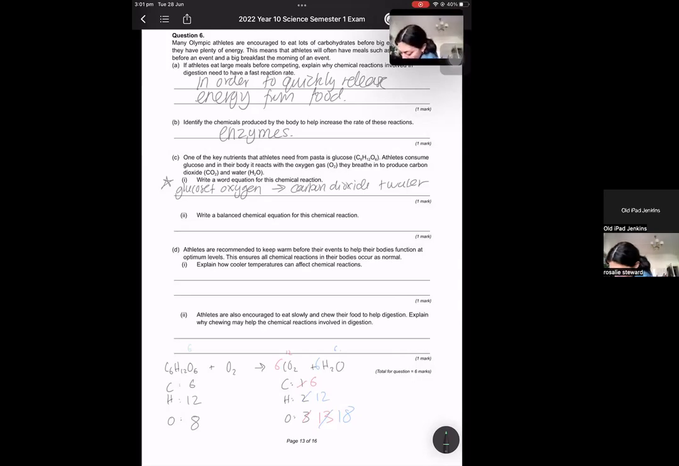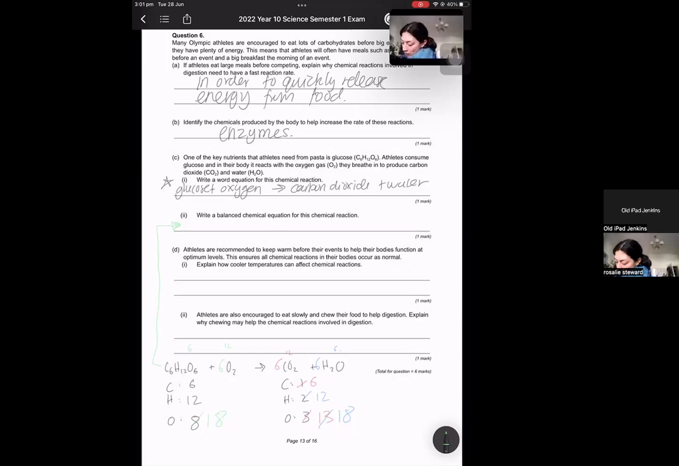We've got 2 here. So what number can we put in front of that O2 to make it altogether 18? We want to get 12 is what I'm basically saying. So let's put a 6 here. So now I've got 12 from that little bit, 6 from here. Now we've got 18. So that is your final formula there: 1 molecule of glucose, 6 of the O2, 6 of the CO2, and 6 of the H2O.